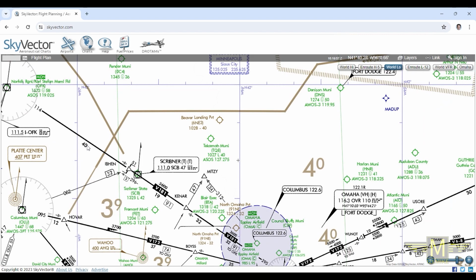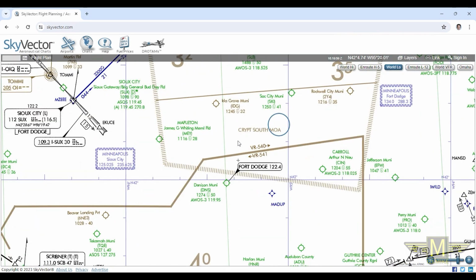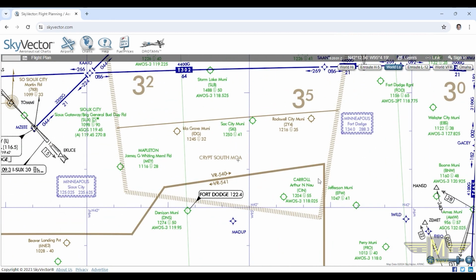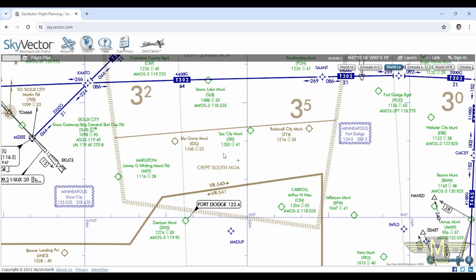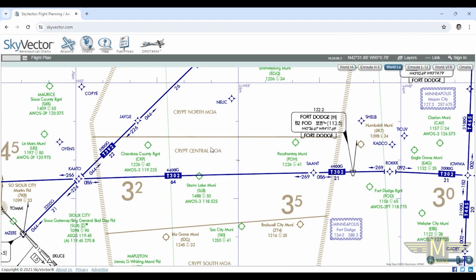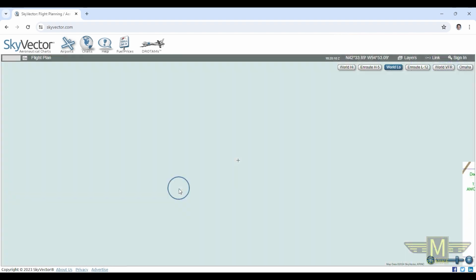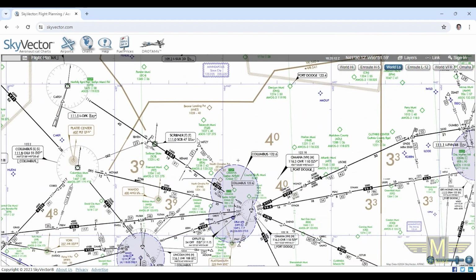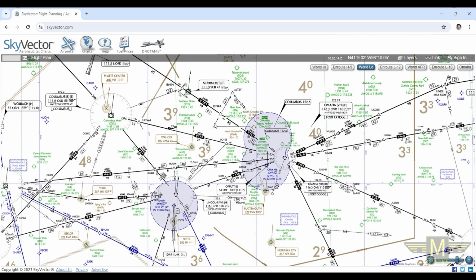Oh, well, if you notice, there's all these brown ones all around here, right? These brown hash marks are MOAs. The name for it is right here: Crypt. This is Crypt South. This is Crypt Central, and Crypt North. So those are basic airspaces on your instrument charts.